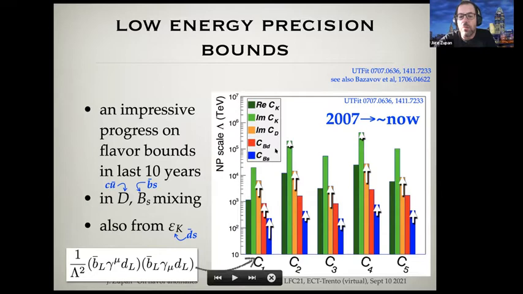So for instance, what I'm showing here is I just looked at the quark transitions. Different colors are different systems. So KK bar, DD bar is the orange, B sub D mixing, B sub S mixing. And the different Wilson coefficients are just the chirality structures in the dimension 6 operators.